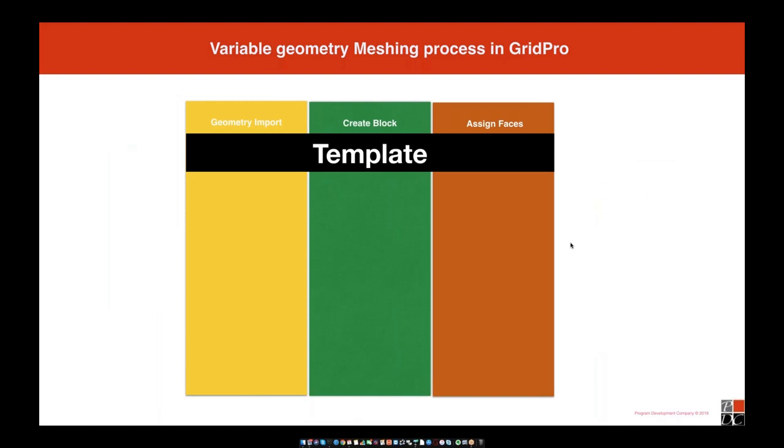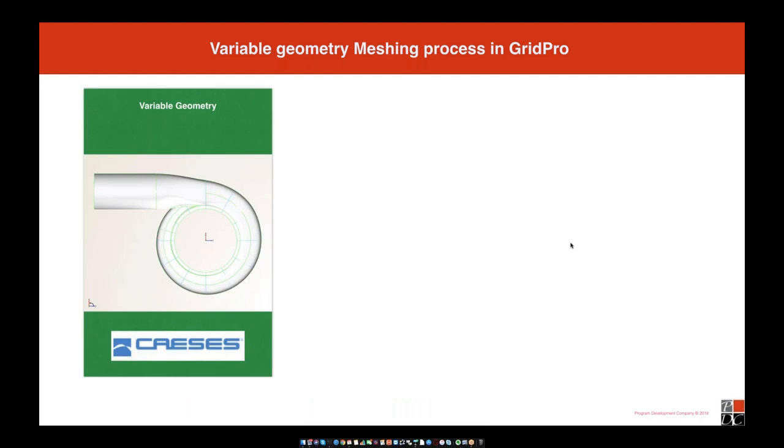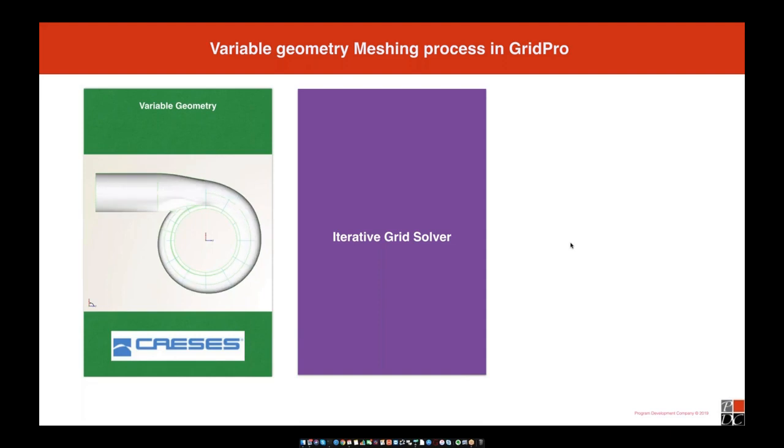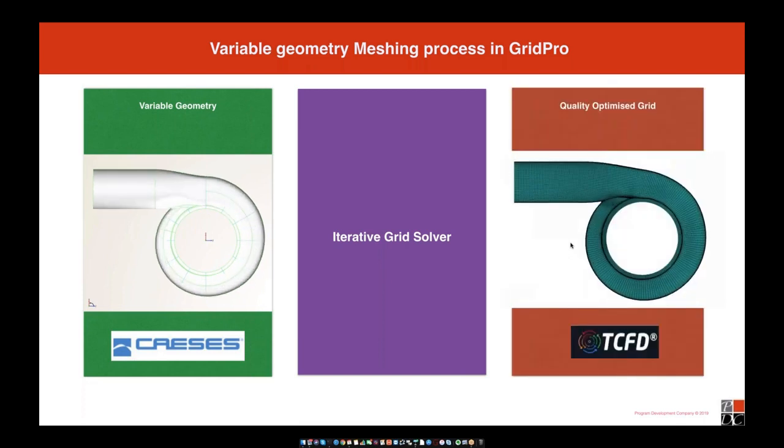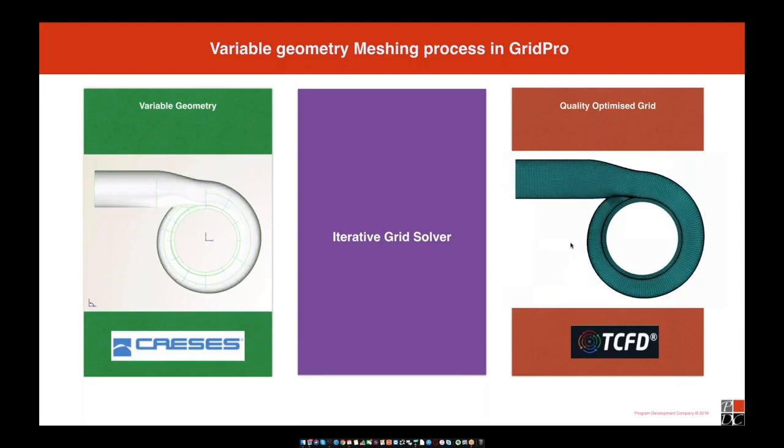As I mentioned earlier, the manual process involved here, once you have created it, becomes a template for any subsequent variation in the geometry. So now once we get the variable geometry from CAESES, it's just automatically activating the grid solver, and then it gives the grid for each variant of the geometry and is exported directly to TCFD format. And that's pretty much from my side, Lubos.